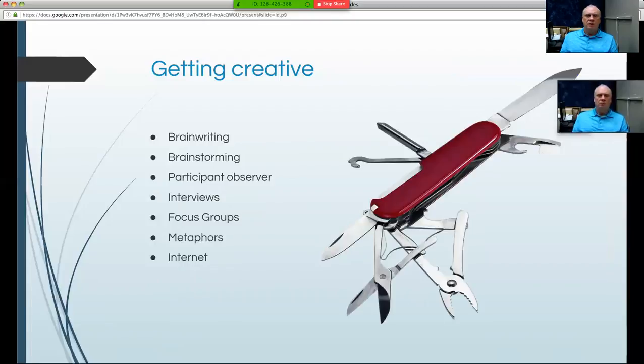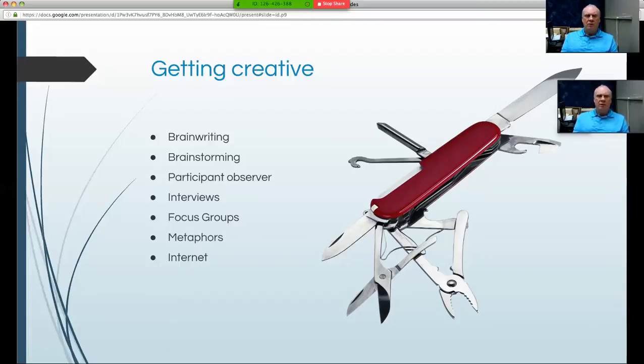Here are some methods for getting creative. We have brainwriting, brainstorming, participant observer. Participant observer is when you circulate in the field that you are looking to open up a new business in. So if you are looking to help the homeless, for example, with a business idea, it might be that you become homeless for, say, 7 days, which was pretty popular in the 60s in sociological fields.